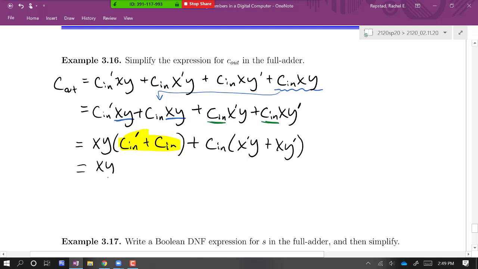So xy times 1 plus, and now let's focus on this part here in the parentheses. The conditions that make the stuff highlighted in blue there 1 mean either x is off and y is on, or x is on and y is off. So I've got one or the other, but not both. How do we write that? XOR, yeah. So I've got the carry in and then x XOR y.